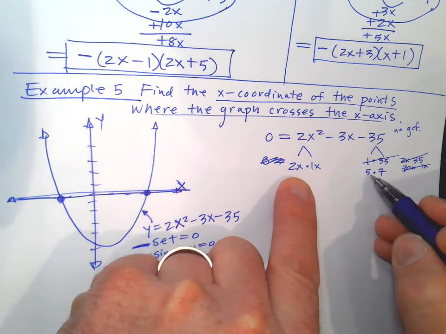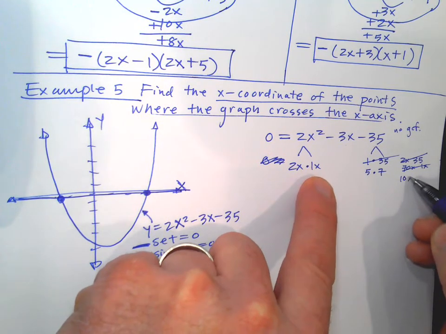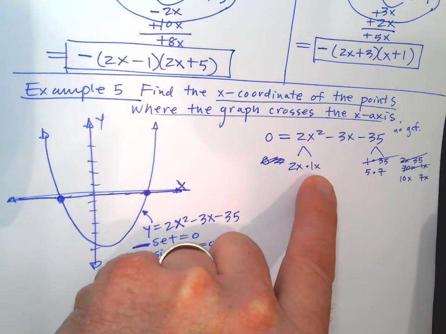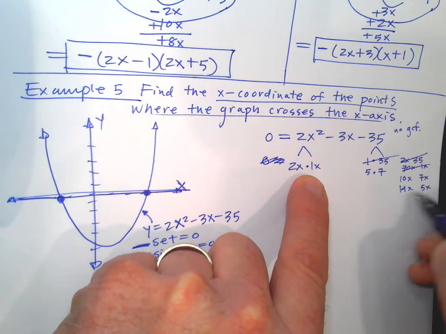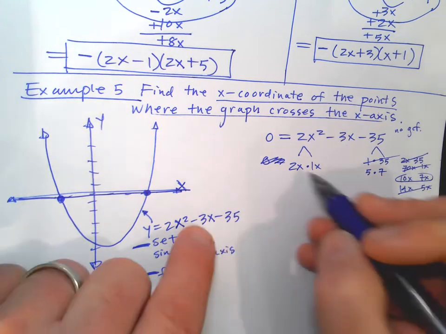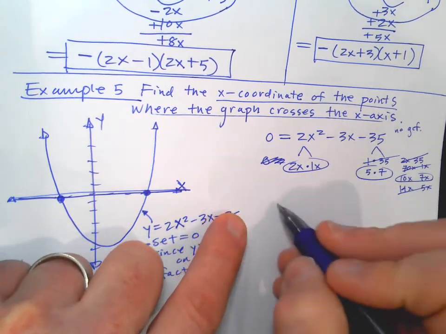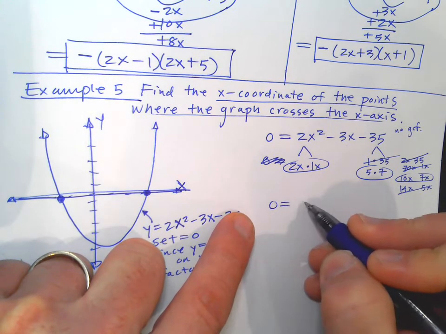Let's try this one. This one would be 10x and 7x. That looks good. If I switch the order, it'd be 14x and 5x, which is not going to work. So I think it's going to be this. But there's our pairs. So we're going to rewrite it.